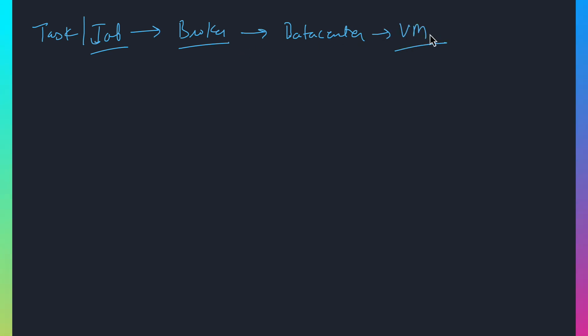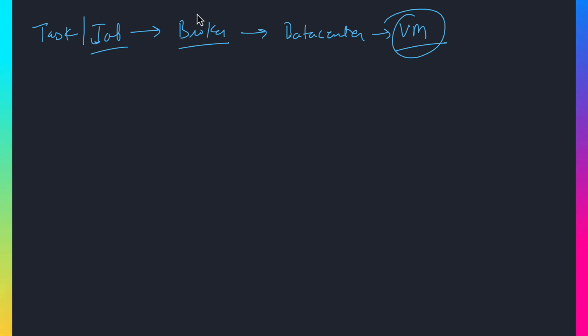We say that we have certain tasks or jobs to be executed. These are supposed to be provided to the broker in the CloudSim simulation. This broker is basically responsible for further allocating them to the data centers, and data centers are further going to execute these tasks through the virtual machines. So primarily the virtual machines are the core entities on which these tasks or jobs are going to be executed.